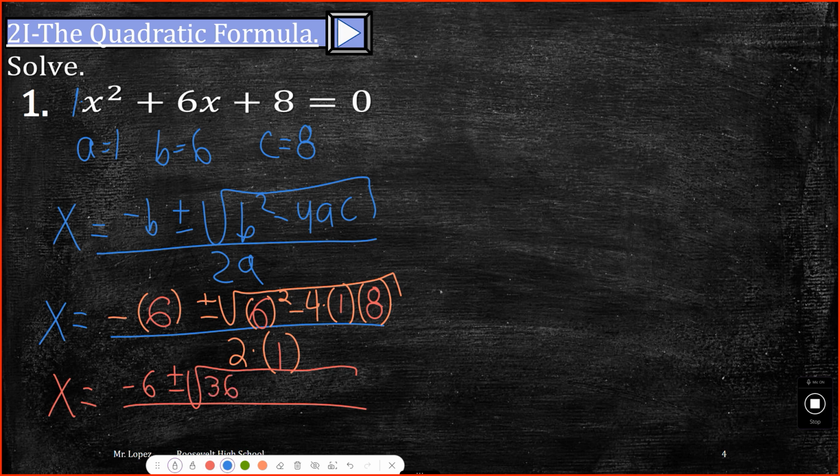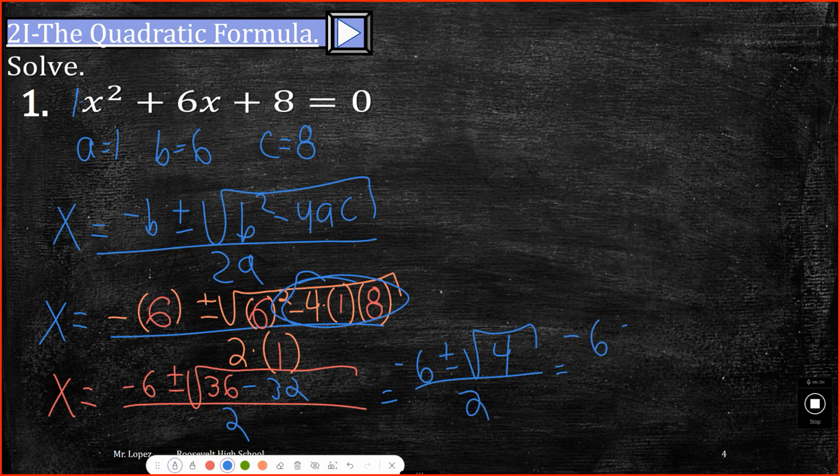And the way I do quadratics is that I circle these numbers here. If I only see one negative, then it's going to stay negative because odd stays negative. 4 times 1 is 4. 4 times 8 is 32. Yeah, I already know it's negative. 2 times 1 is 2. Negative 6 plus or minus the square root of 36 minus 32, which is 4, over 2.